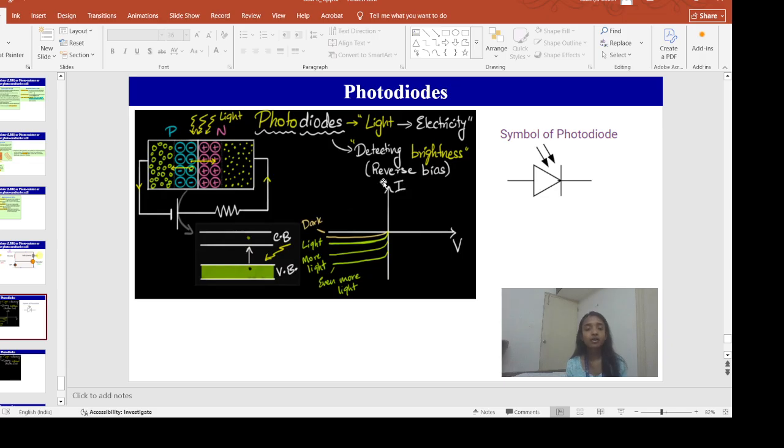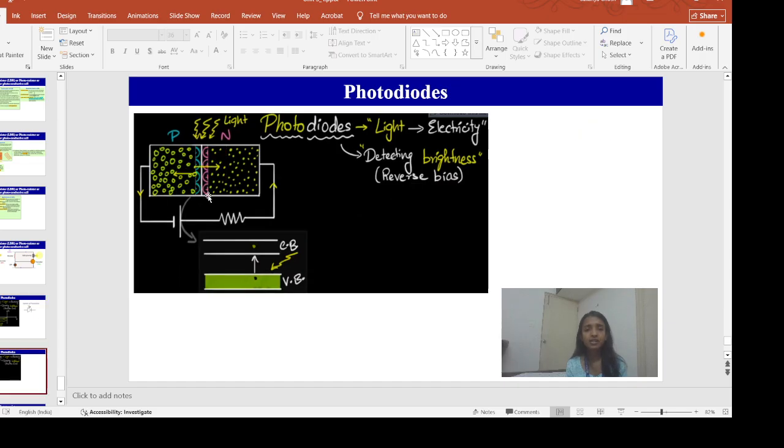Now the question is, why reverse bias? Why not forward bias? If we make this junction forward bias, then what will happen? We know that when a PN junction diode is forward bias, the depletion region becomes very narrow. So even if you are shining light to the depletion region, the electron hole pairs won't get the chance to be formed over here. So we won't get the photocurrent.